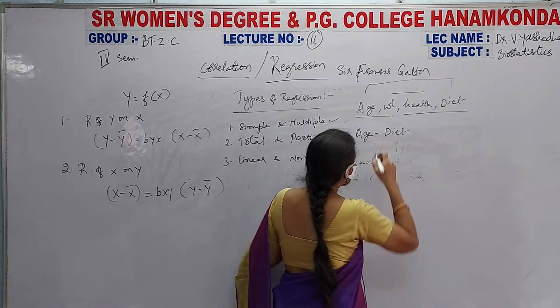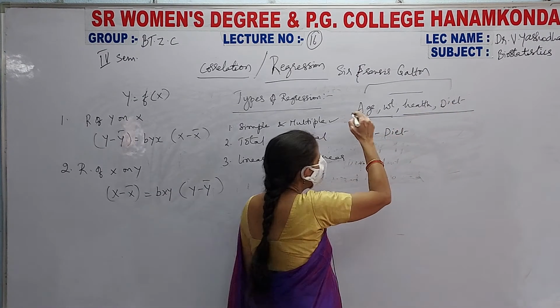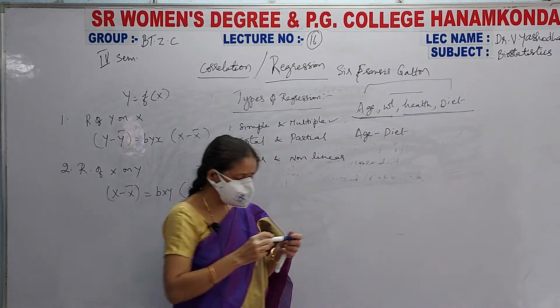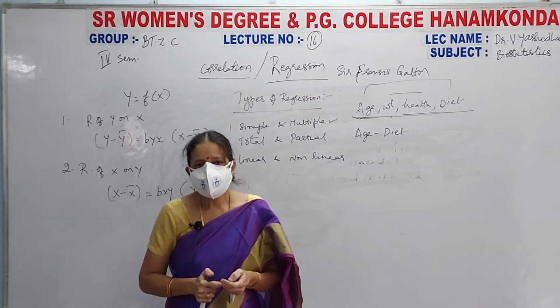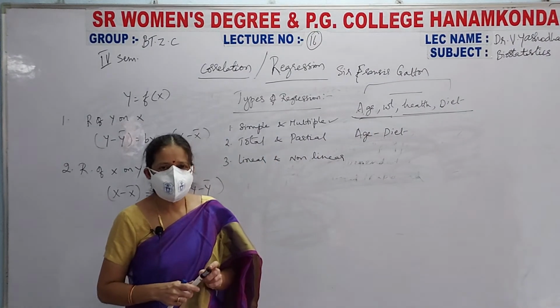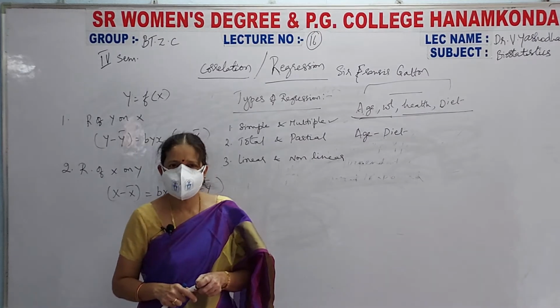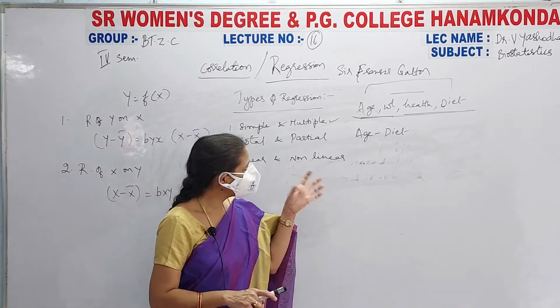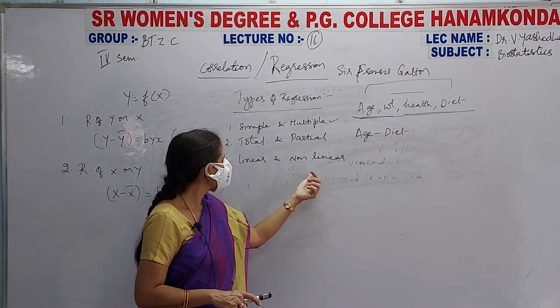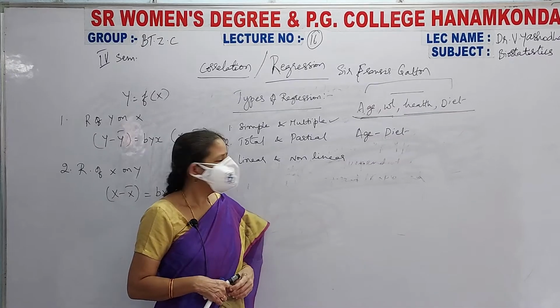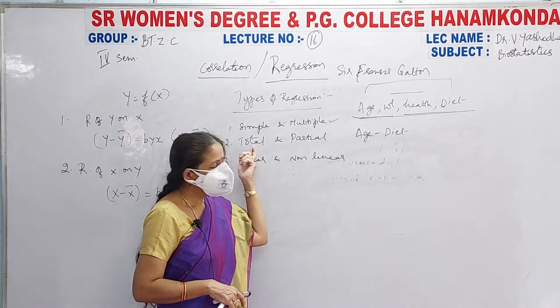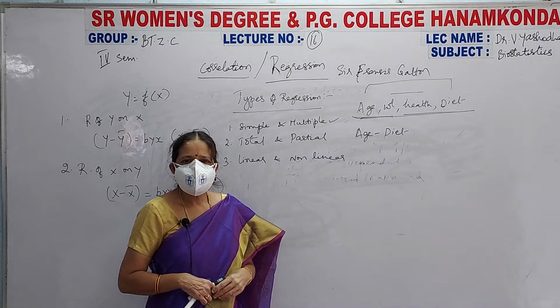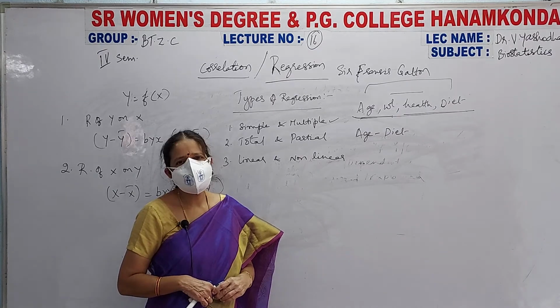At a time, all the variables are considered. At a time, all the variables are considered for the calculation of the average relationship between the variables, that is regression. Okay? For the calculation of regression, we are going for that. Next, see here. That means total means all the variables are considered to calculate the regression.